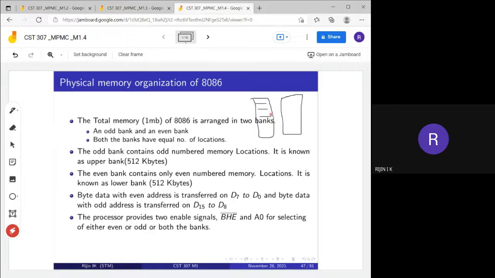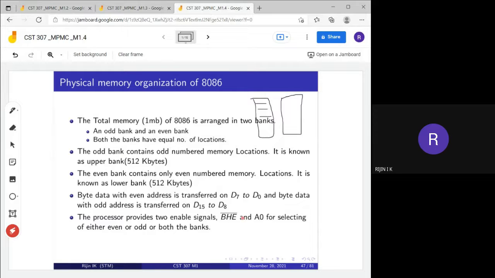Every memory location has 8 bits. The first even memory location has a size of 8 bits, the next memory location has another 8 bits, like that. Similarly for odd memory locations. Suppose you want to access a 16-bit memory location, then it will access the first byte from the even bank and the next from the odd bank. Likewise it will access. We can see how it will access.